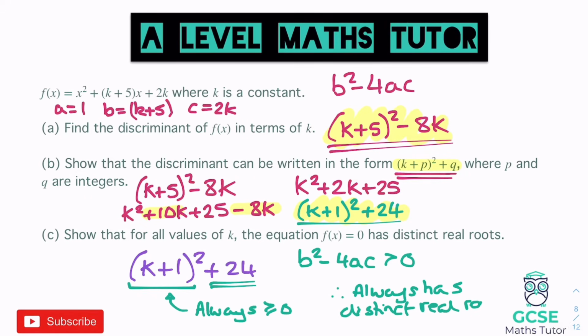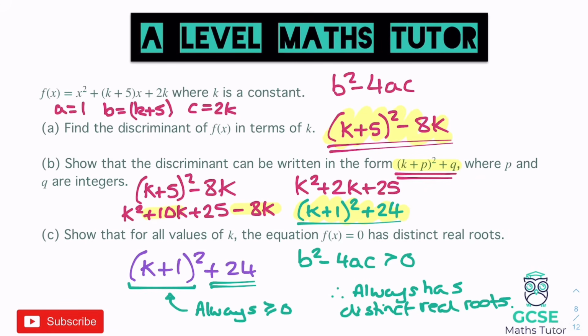Okay, and that is literally all we need to do to prove that. Just making that statement that the discriminant there is always going to be bigger than 0, and therefore it's always going to have distinct real roots, just using that completed square form that we've done in the previous question. So there we go, that's how we go about answering these 3 elements of this particular question.